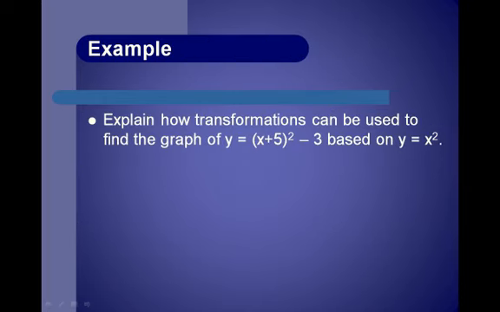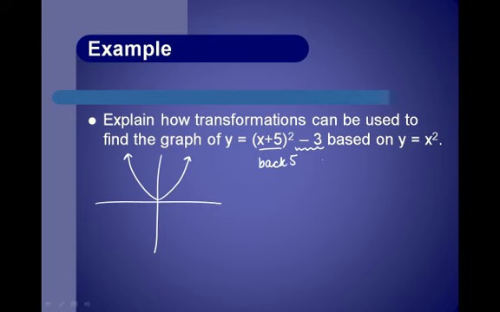Okay, another example. Explain how transformations can be used to find the graph of y equals (x plus 5) squared minus 3 based on the graph y equals x squared. I always like to start out with our point of reference, which is going to be our parabola y equals x squared. Now the x plus 5, if it's in parentheses, that's a horizontal shift, and it's always the opposite sign, so this one is going to be back 5.